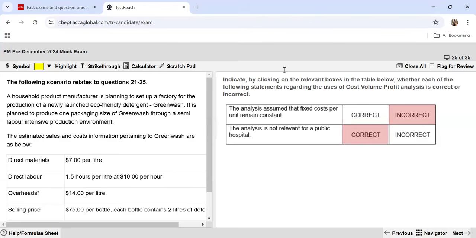With this, we are through with the second case study pertaining to our pre-December 2024 mock exam. Please stay tuned for further videos that are coming up solving this exam.